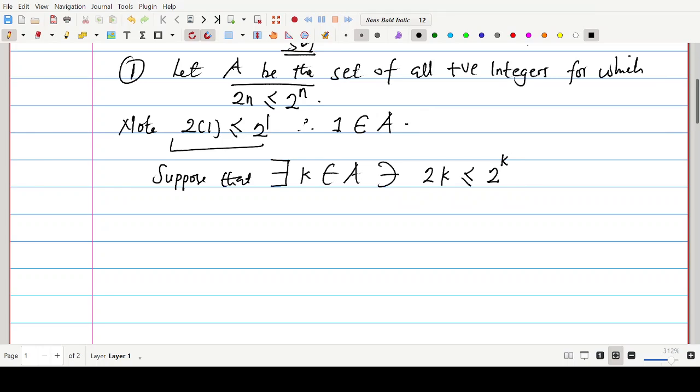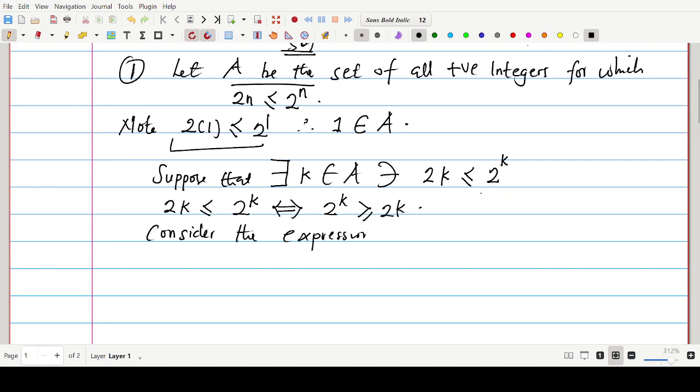So now what we shall do, don't forget that 2k less than or equal to 2 to the power k is equivalent to writing 2 to the power k bigger than or equal to 2k. Hope you know that they're the same thing. All right. So now consider the expression 2 to the power k plus 1. Now from indices, it is a well-known thing that 2 to the power k plus 1 can be written as 2 times 2 to the power k.